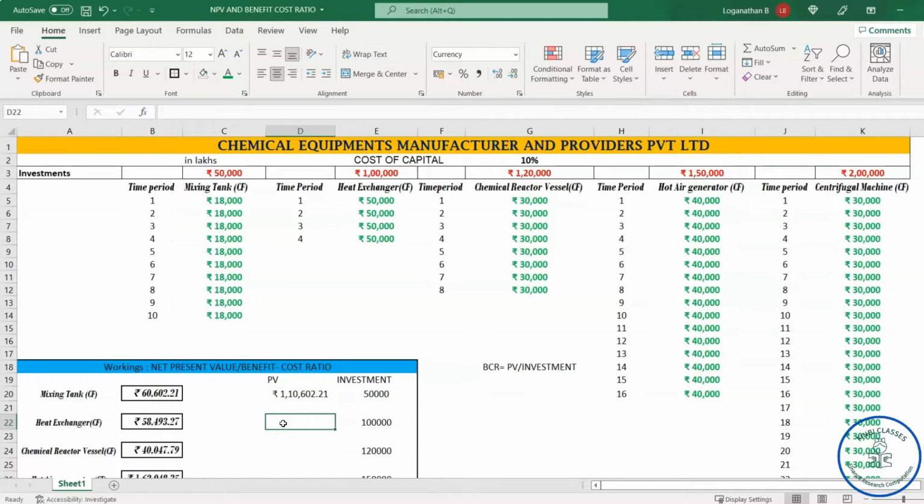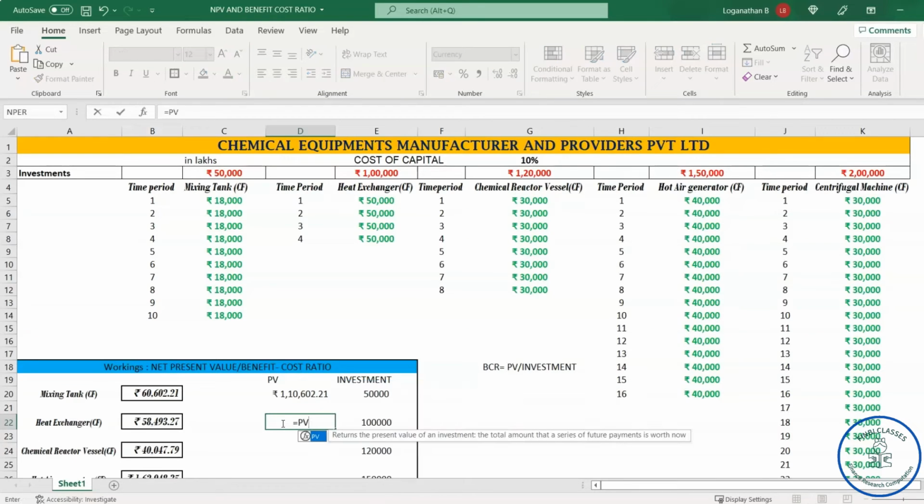In a similar way we'll be calculating for heat exchanger, equal to PV function, and the rate is 10%, comma, here the time period for heat exchanger is 4 years, so I'll be typing 4. Then the regular cash inflow that they are having, which is the annuity value that we are getting, is 50,000.